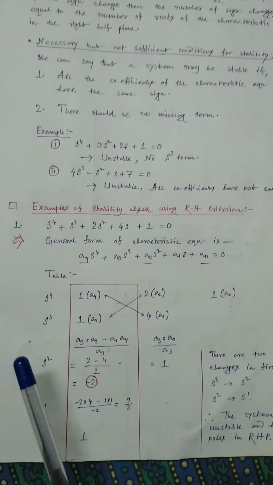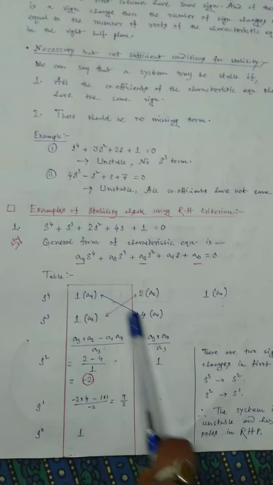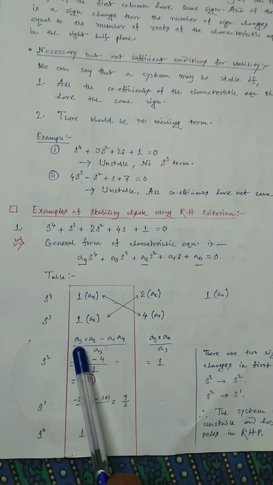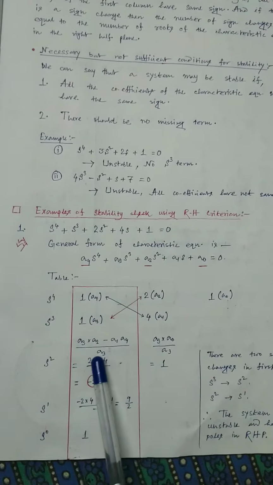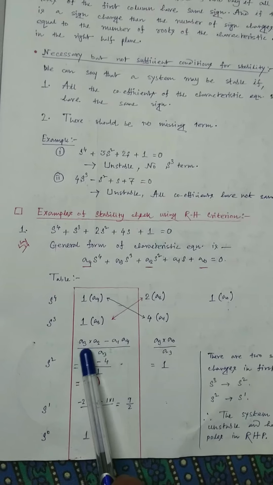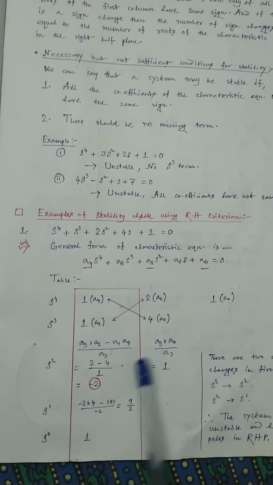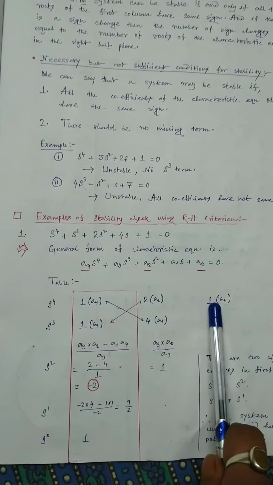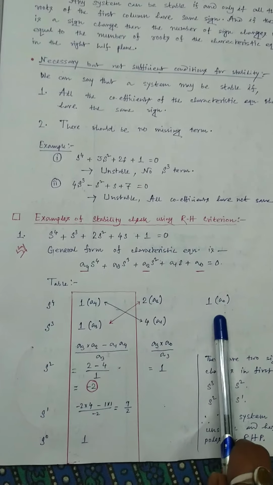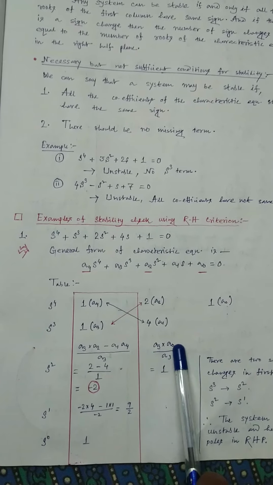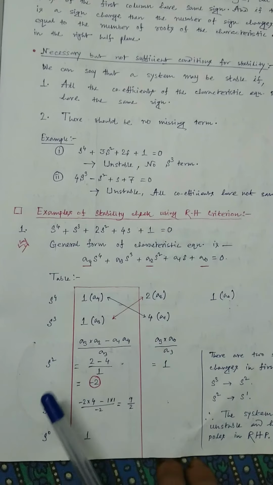How can we complete the remaining part? In this case there is a cross multiplication procedure. So here a3 into a2 minus a1 into a4 divided by a3. So 1 into 2 minus 4 into 1 divided by 1, that is minus 2. Here a3 into a0 minus a4 into, there is nothing, so 0, divided by a3, that is a3 into a0 by a3, that is a0, that is in our case 1.